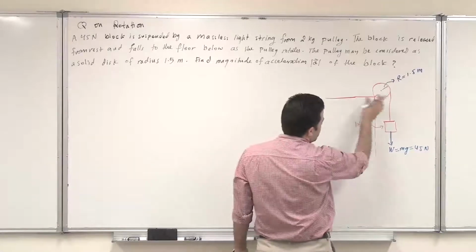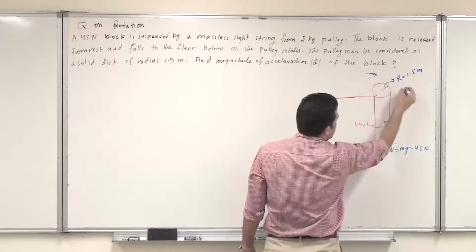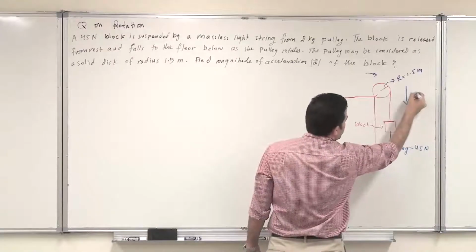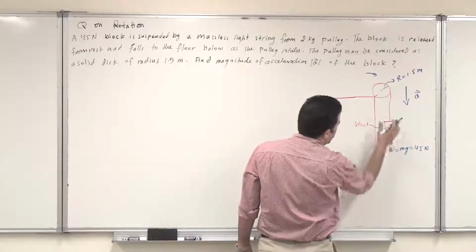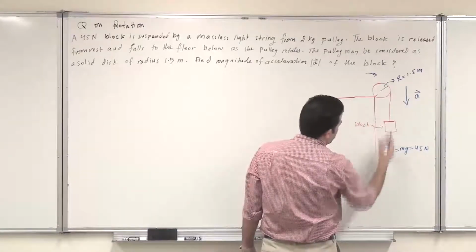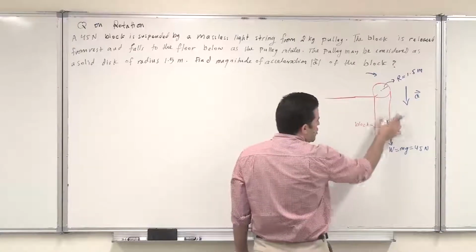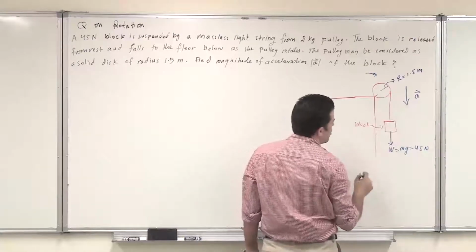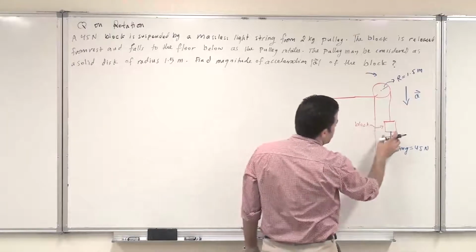Since this is the direction of motion, I expect the acceleration to be downward, because the weight of this block will cause the pulley to rotate. So the acceleration will be downward. And the question is asking for the acceleration of the block, the linear acceleration of the block. So find the magnitude of the acceleration of the block.